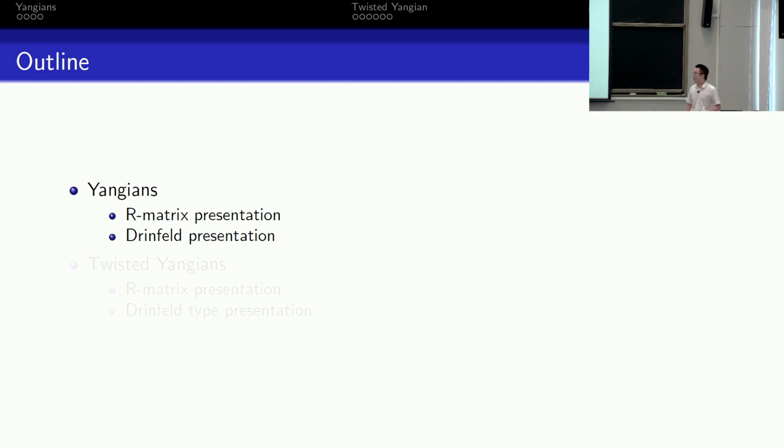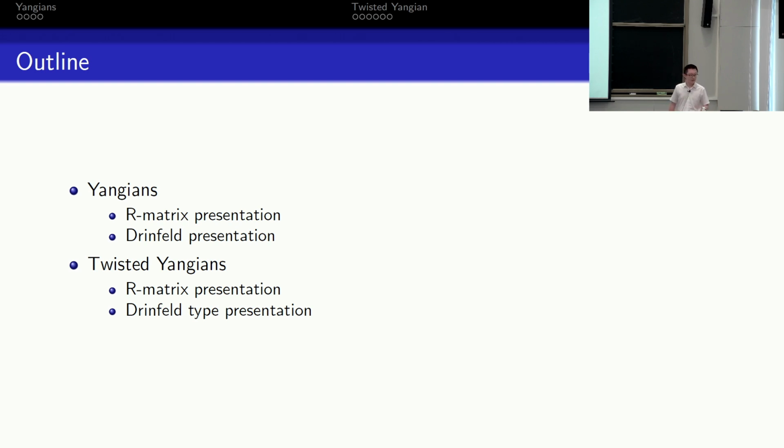First I will briefly review two presentations for the Yangian, the R-matrix presentation and the Drinfeld presentation. I guess most people are very familiar with this part. Then I will review the R-matrix presentation for twisted Yangians, and then talk about our formulation of a Drinfeld type presentation for twisted Yangians.